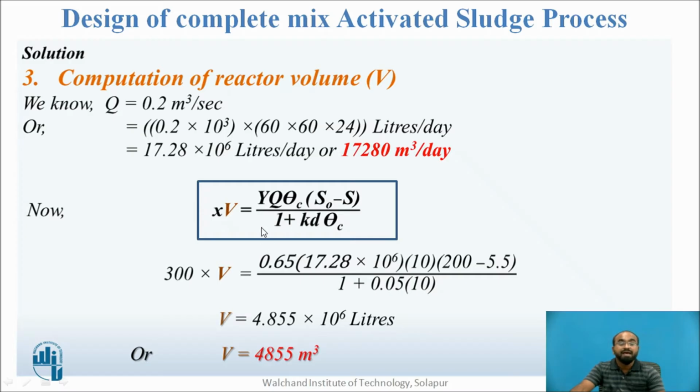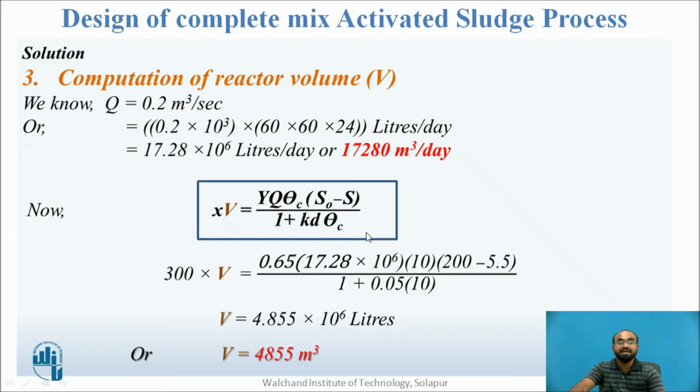What is the formula? XV is equal to YQ theta C in bracket S0 minus S divided by 1 plus KD theta C. Here what you have to understand, we know all the values. Only one value is remaining, that is your capital V, which is represented by the brown color. So I am putting all the values in the equation, that is 300 multiplied by V is equal to 0.65, that is the value of Y given to us. Then flow rate multiplied by 10, that is in days, which is also given to us. Multiply by 200 minus 5.5 divided by 1 plus 0.05 into 10. So this 0.05 is our KD, which is also given to us.